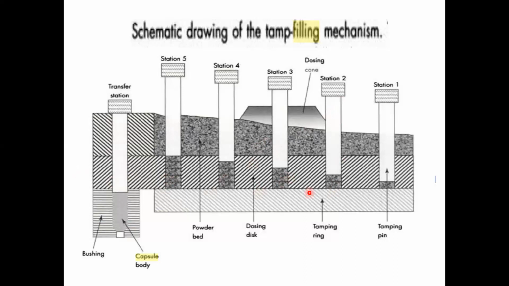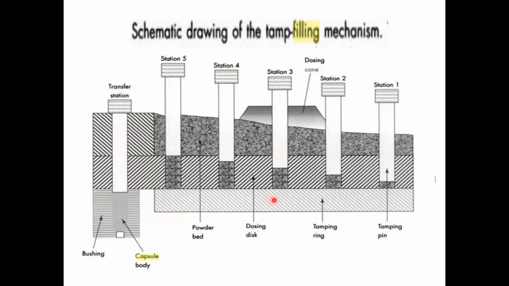Please understand, this dosing disc also keeps rotating. So the hole here will come to the second stage, and from the second stage, it will move to the third, fourth and fifth stage, and finally it will reach the transfer station. So the same hole in this pin in the dosing disc will keep moving. That is why we say it is a rotating disc. Okay, the dosing disc is rotating.